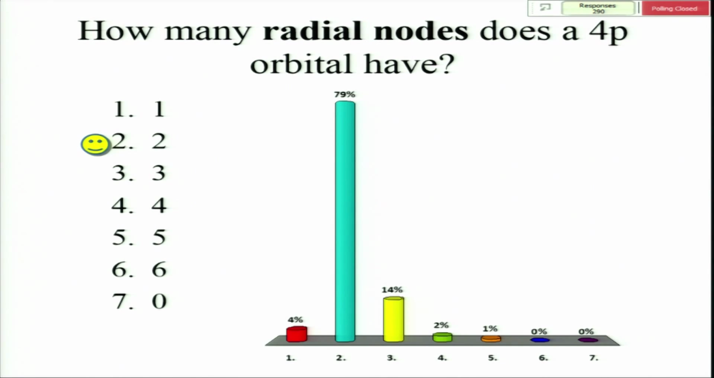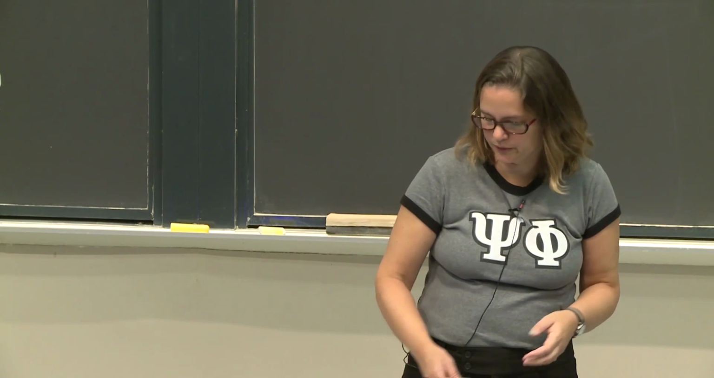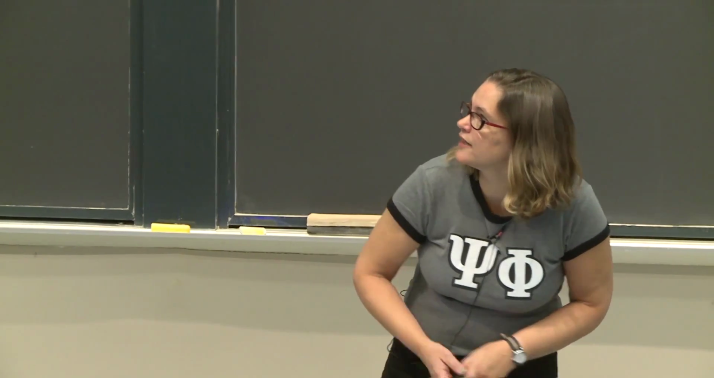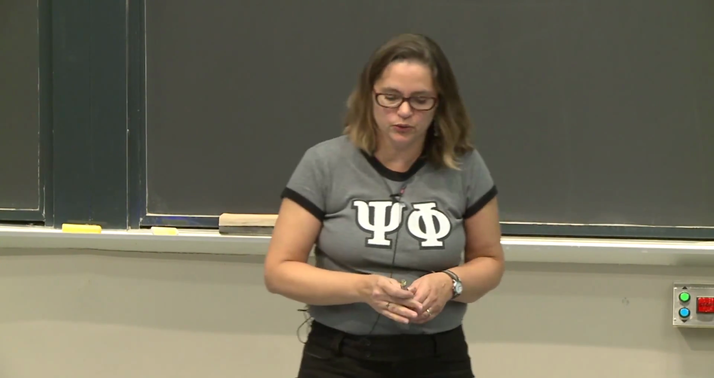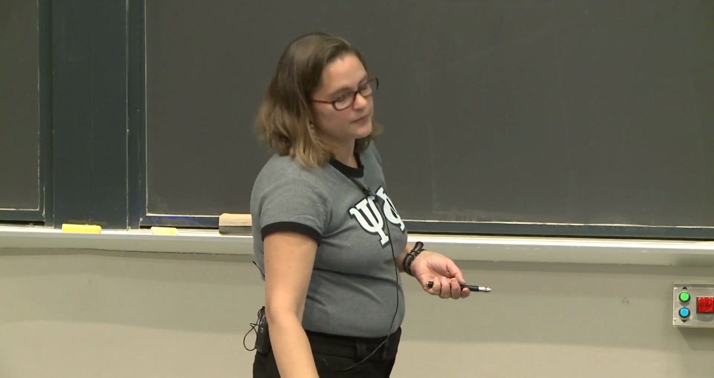Yep. So again, we have to do n, which is 4, minus 1. And then what is L in this case? 1. So that gives you 2. All right. So 4 minus 1 minus 1, or 2 radial nodes.